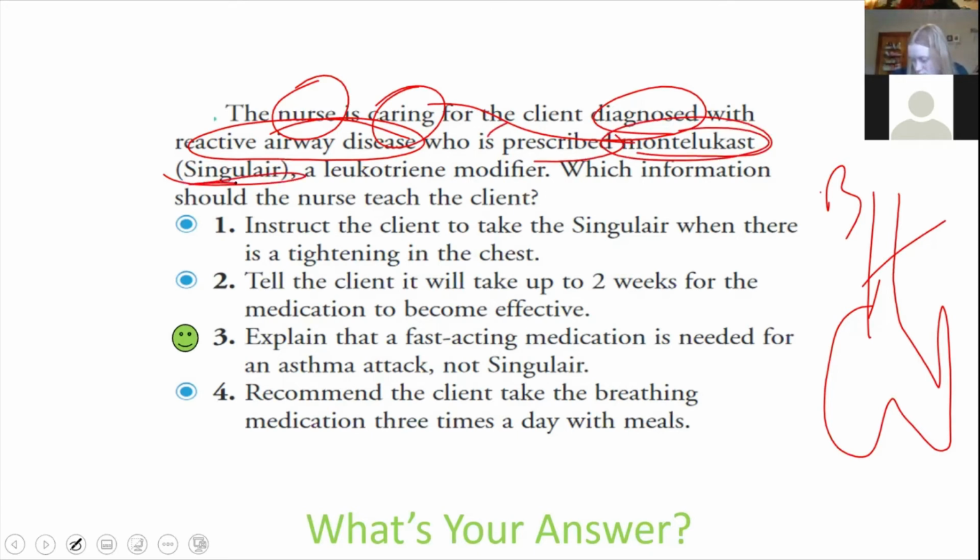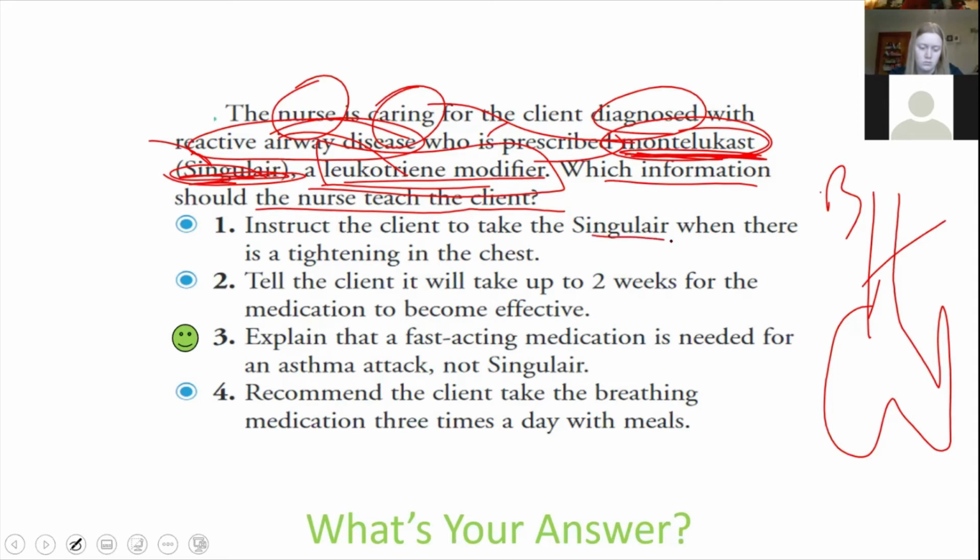So, leukotriene. Thank you for telling me that. Leukotriene, which NCLEX will never do. They're not going to tell you what it is, right? They're not going to give you this. It's going to be just straight this, right? Which information should the nurse teach the client? All right, so looking for something most correct.